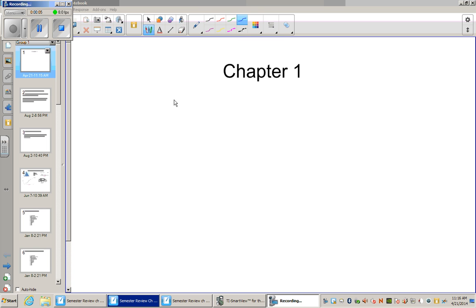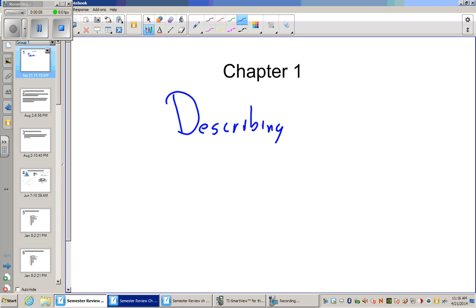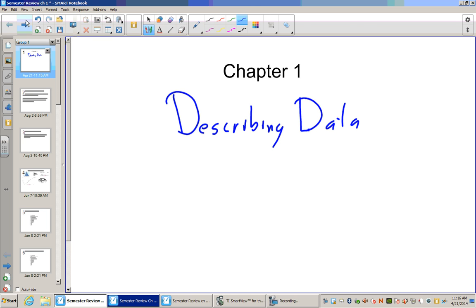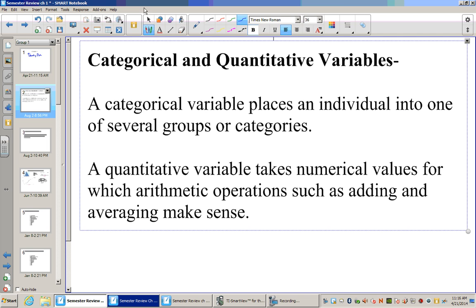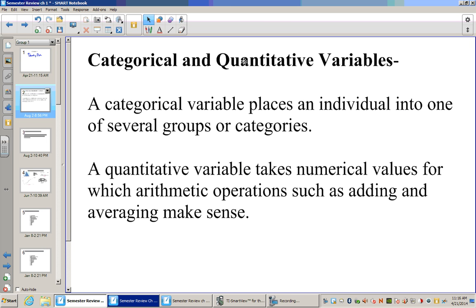What we're going to do here is Chapter 1 was about describing data. So when we get data, what do we do with it? First, we have to know what our data is. It's either a categorical or a quantitative variable. A categorical variable places individuals into groups.